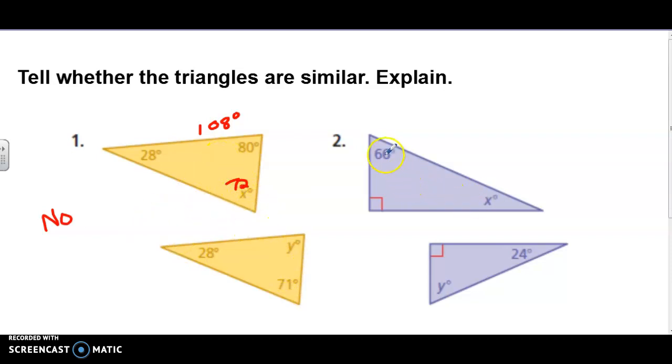For this one here, I have 66 plus 90, which is 156, plus x equals 180. So that would mean x equals 24. So that means that this is 24. So I already have two angles that are the same, right? 24 and 90, 24 and 90. That means that the third angle has to be the same. According to what we did first, this angle has to be the same because we have two that are the same. So once you find out that two are the same, the third one has to be the same. So this would be yes, and the reason being is because all three angles are congruent, so the two triangles are similar.